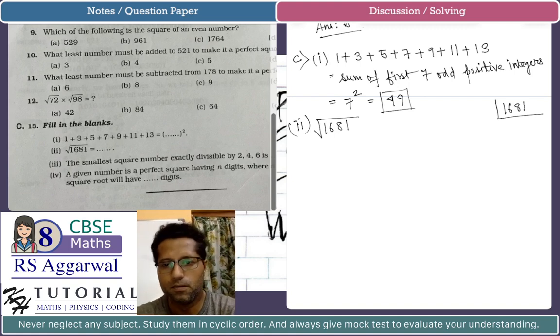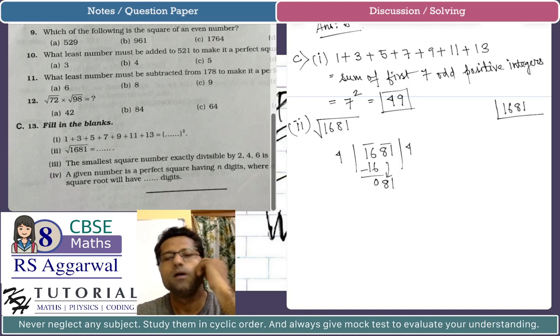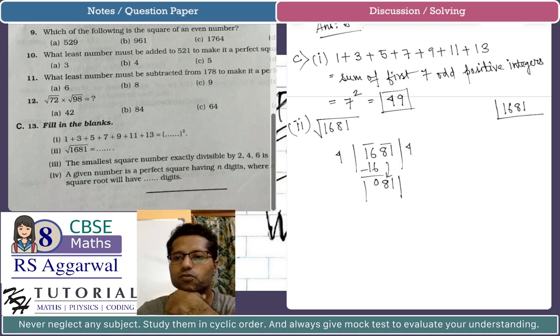I think it would be much easier if we use the long division method. We mark the periods and we know the first divisor will definitely be 4, 4, 4, 16, 0. We bring down the next period, 81, and the dividend becomes 81. The next partial divisor becomes 4 into 2 is 8, and it is 1. So definitely it is 41.